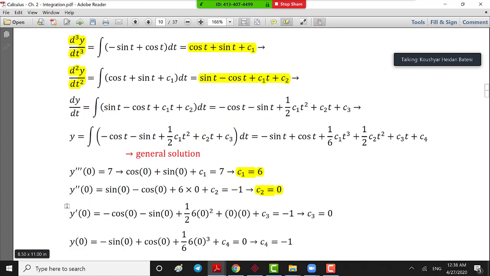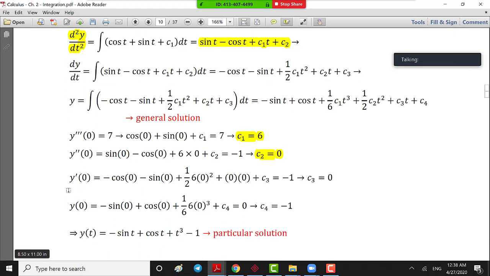The third initial condition, y prime at 0 equal to what? Equal to 0. Y prime was found to be equal to this. If we put in 0 instead of t into this equation, we're going to have C3 minus 1 equal to minus 1, which is going to give you C3 equal to 0.